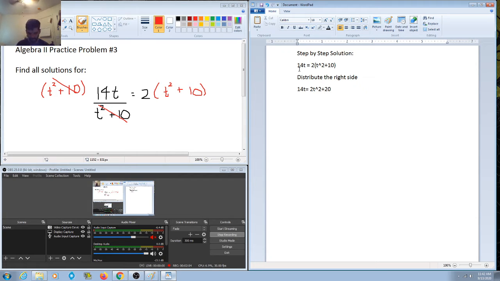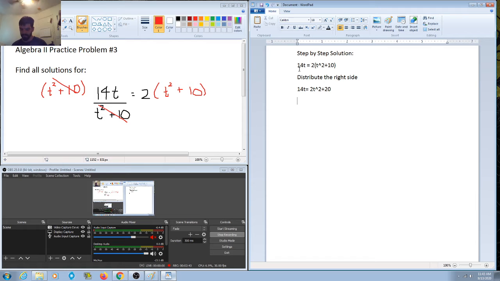Now, at this point, you can be a little picky and choosy about how you want to go forward with this. Remember, your goal with quadratics is to let one side equal 0. You can choose which side you want to be equal to 0. You can subtract 14t from both sides, or you can subtract 2t squared and 20 from both sides. It's what's most comfortable for you. So what I'm going to do here is a little bit of both, putting it on one side, but I'm going to reorder it because I always was a fan of having the 0 on the right side. So I'll show you what I mean by that.